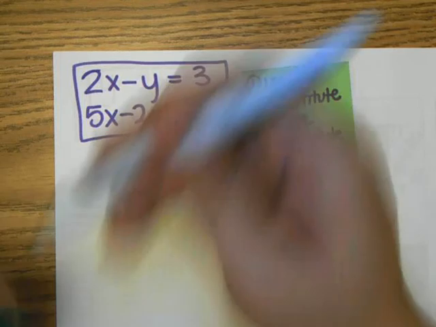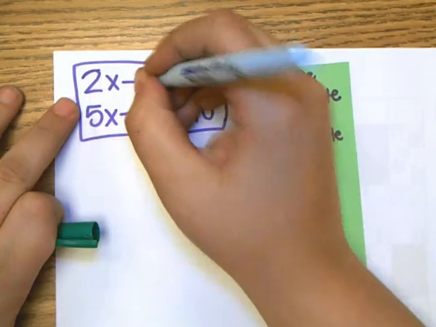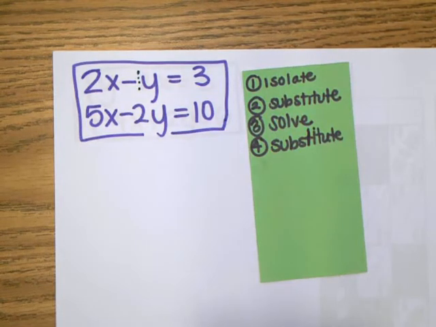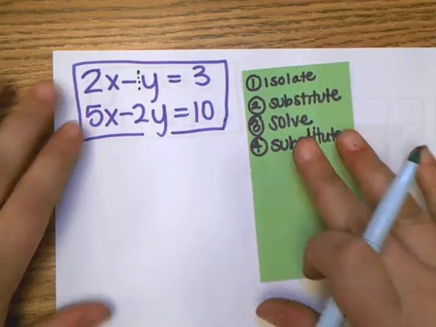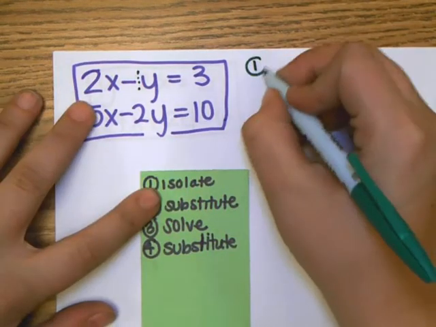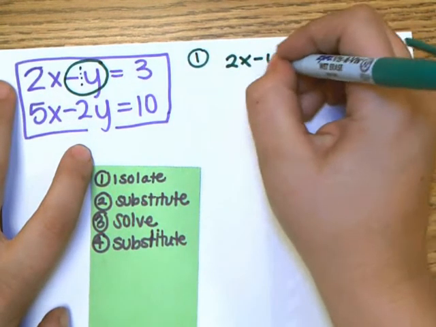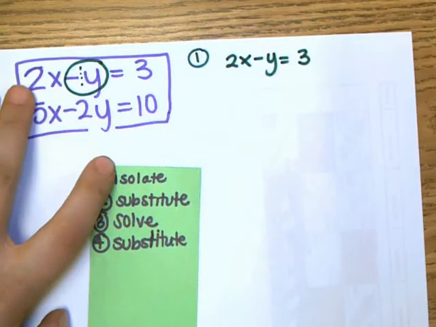It just had a 1. But this one is the second best choice. It has a negative 1 in front. That's the second best choice. So a positive 1 is the best choice, and a negative 1 in front of the variable is the second best choice. So step 1 is, and I'm going to circle, this is what I'm going to get by itself.